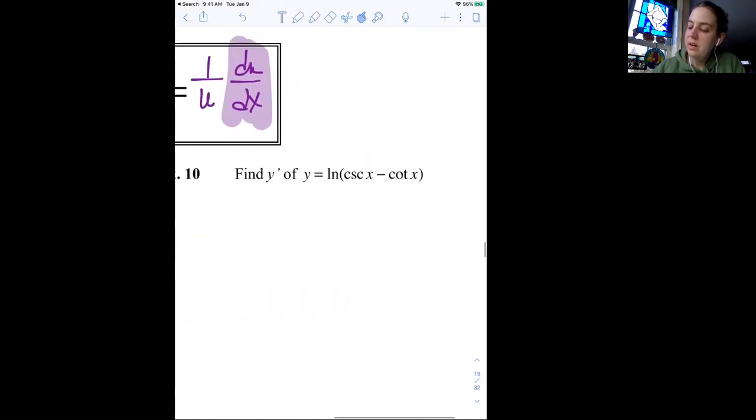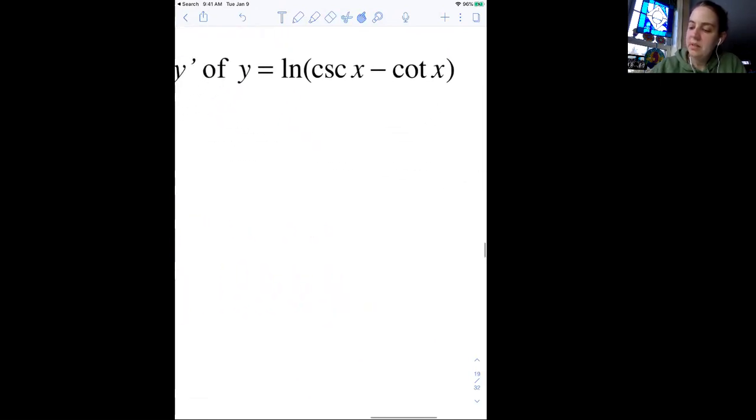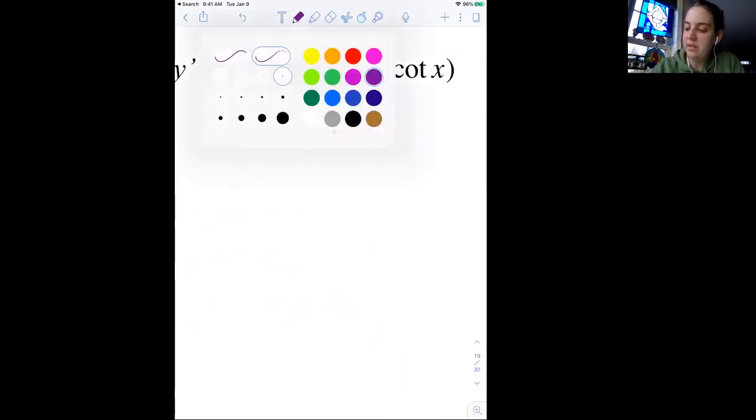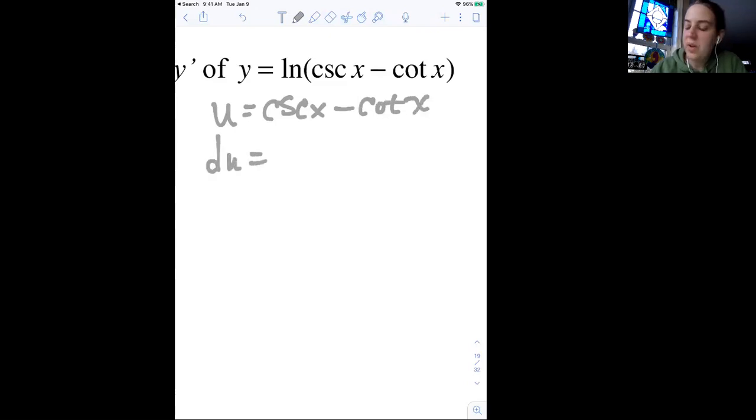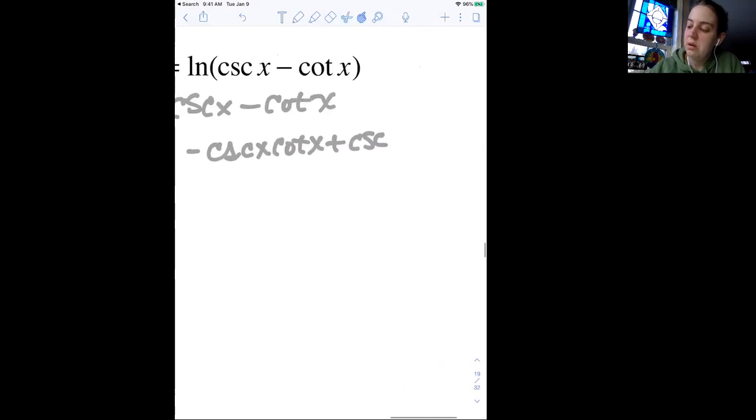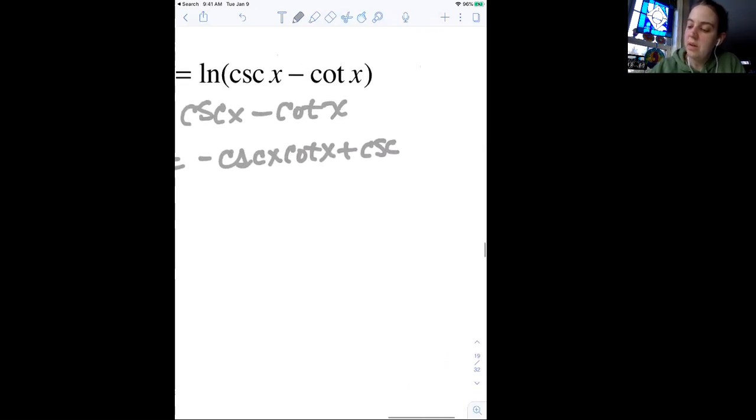If we come over here, fun times. This one's a little bit longer for the u, but it's still inside. What is it inside of? It's inside of those parentheses. What color have we not used yet? We might use gray. u is cosecant x minus cotangent x. du is the derivative of that. So it's negative cosecant x cotangent x. The derivative of cotangent is negative cosecant squared, but it's already negative, so we're going to say plus cosecant squared of x. Whoops, got it right again.